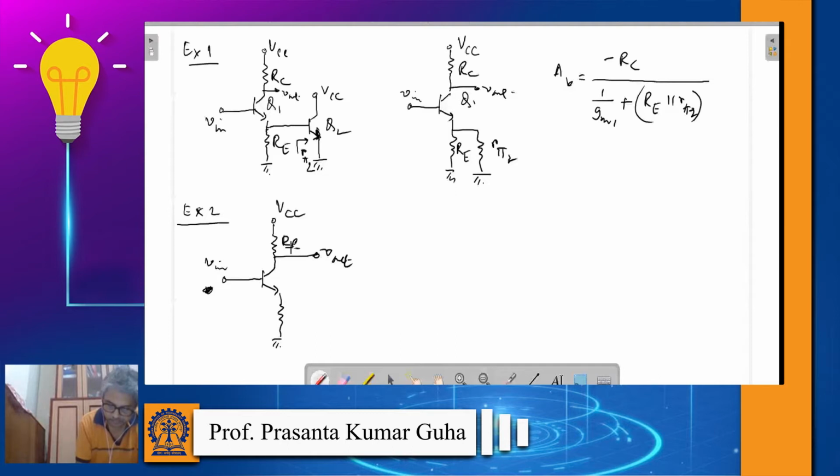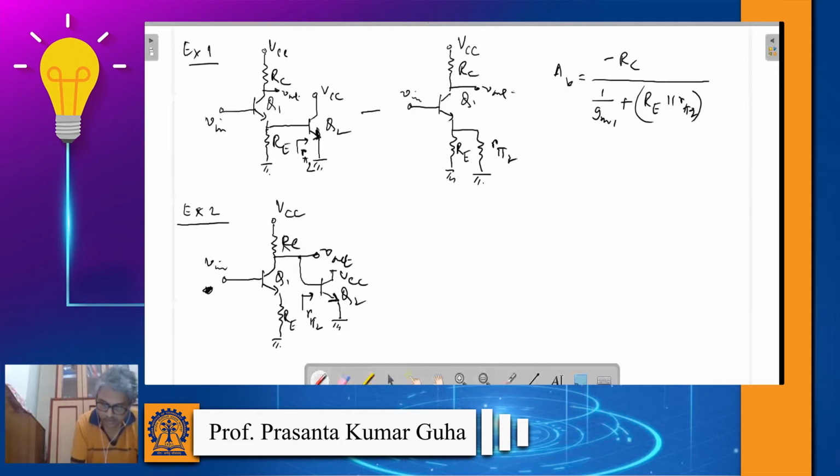So this is my VCC. This time the base is connected to the collector. So this is Q2 and this is Q1. Again we can replace this Q2 because it is basically R pi 2.